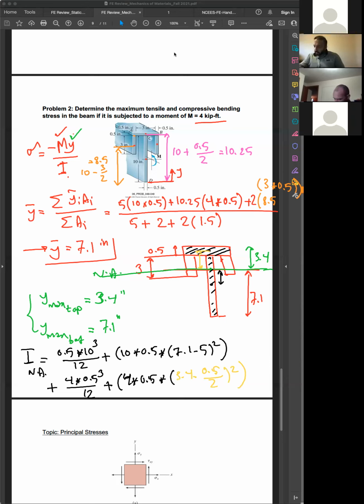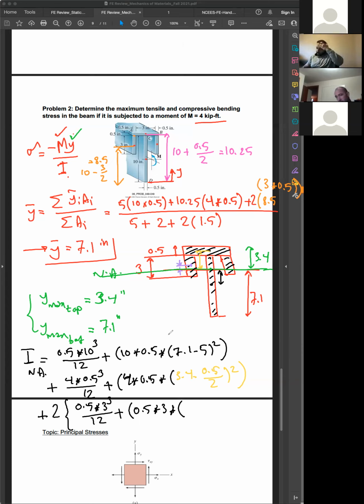The third one is these two guys, right? Again, I'm going to say plus 2. The moment of inertia of each of them is, so it is 3 by half, right? So we can say it is half times 3 to the power of 3 over 12 plus the area, which is half times 3. Now we are dealing with this, the centroid of this guy to the neutral axis. So we are talking about this distance.